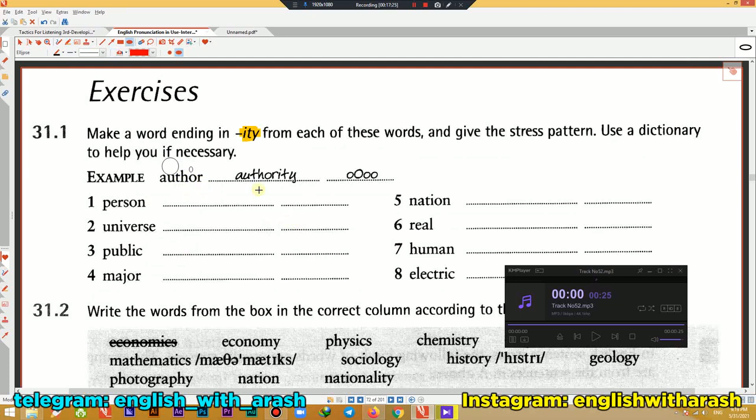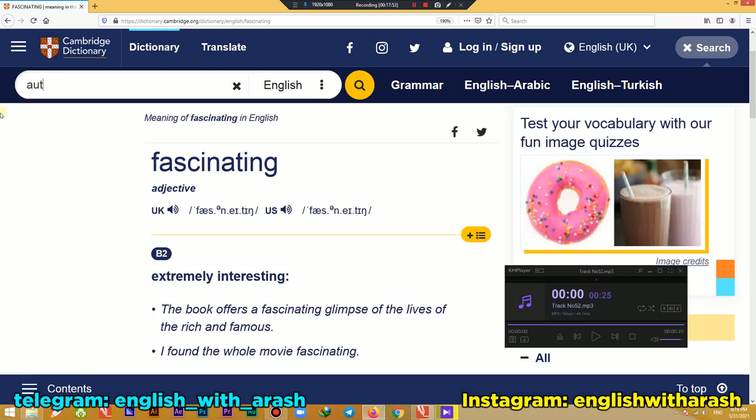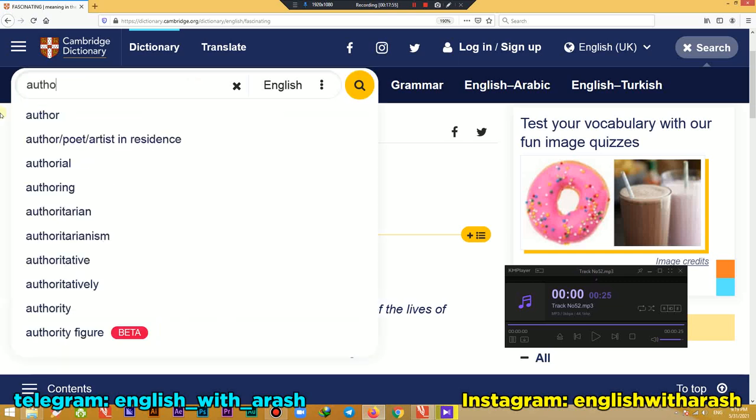Now I want to add -ity to the end of it. So I just add -ity to the end of this word, and I get authority. Authority. We can also check the pronunciation. I think it's authority.